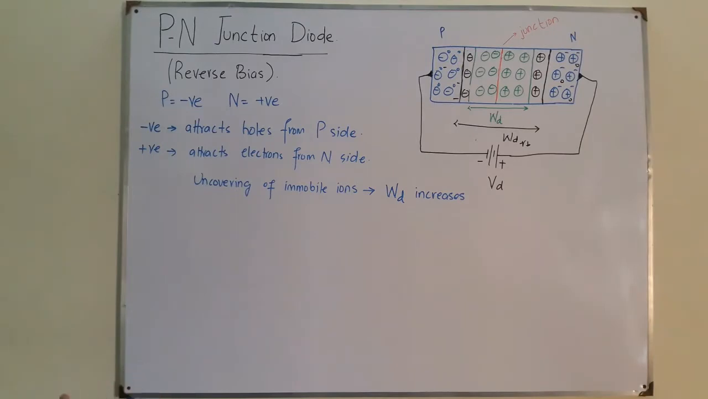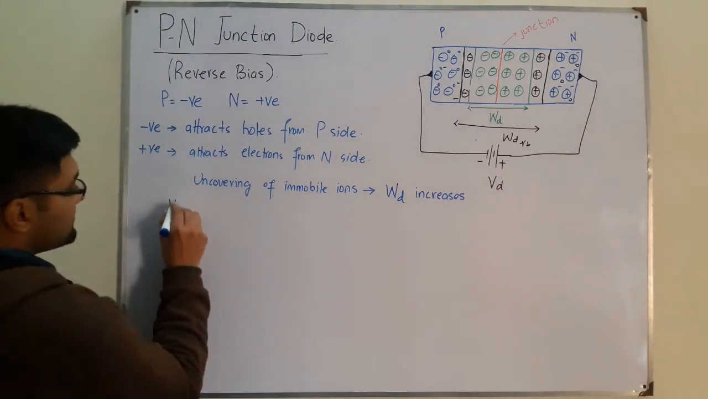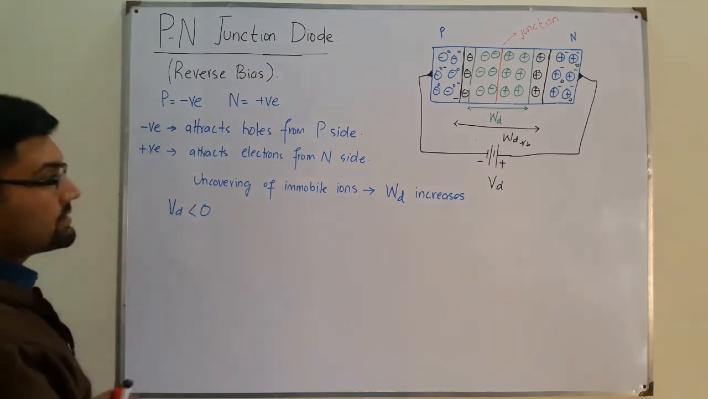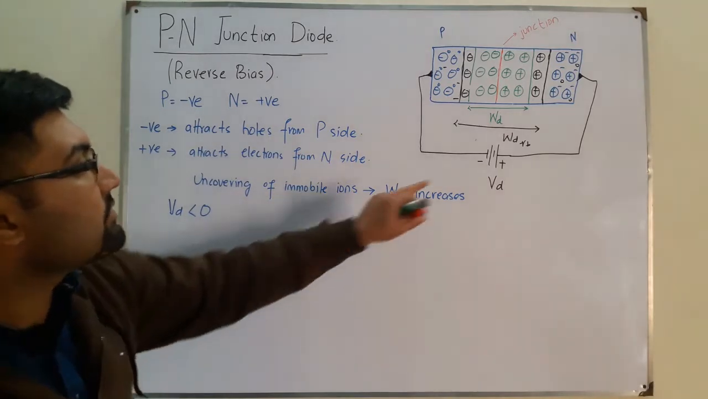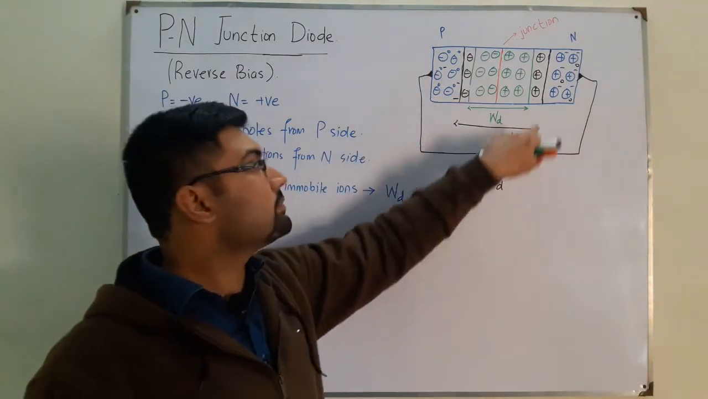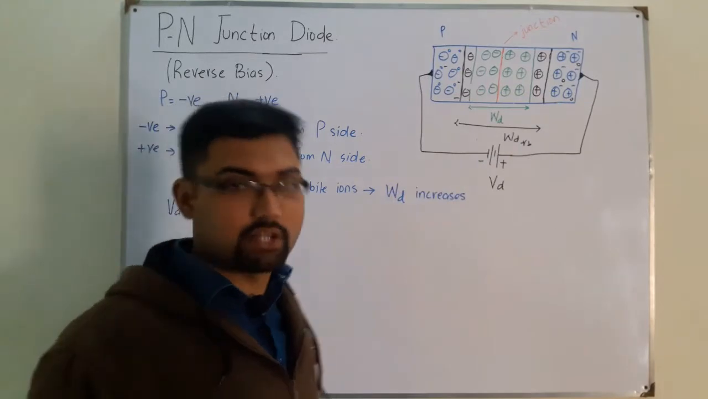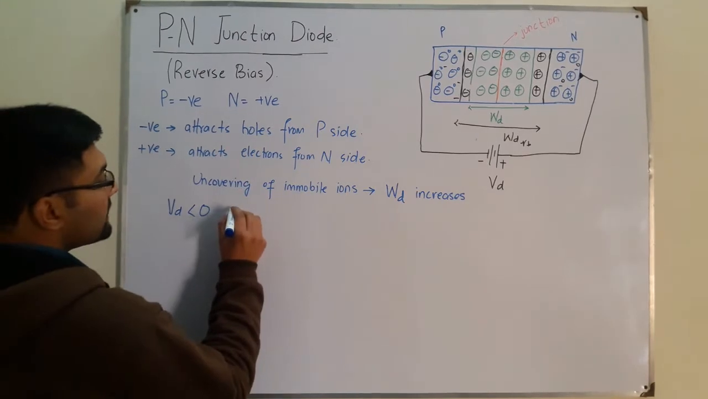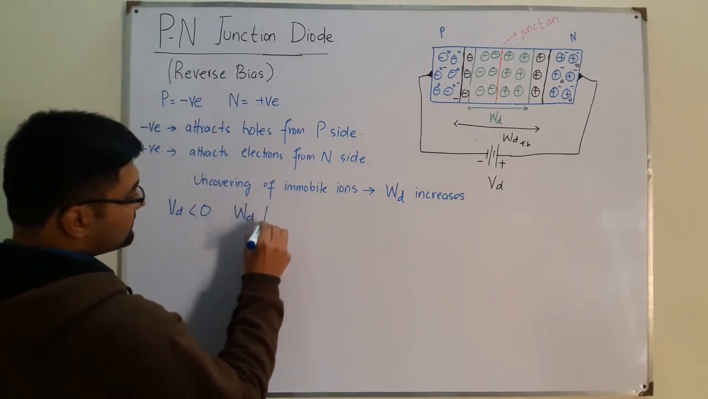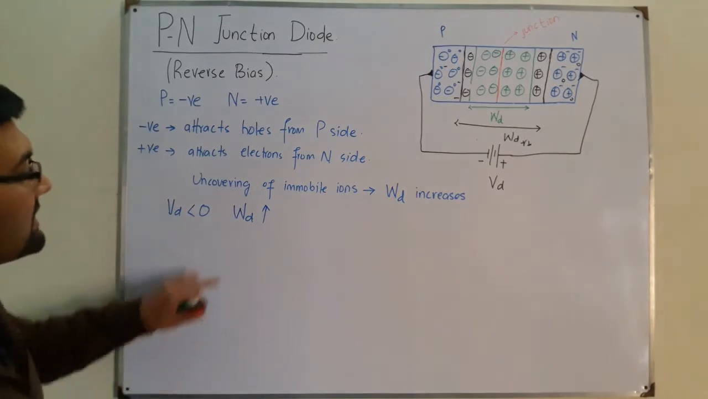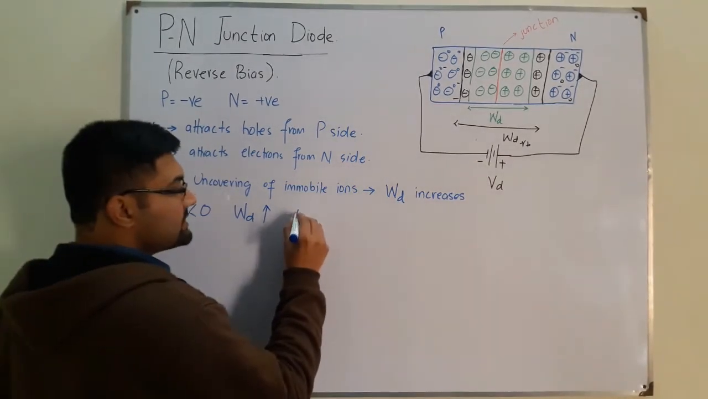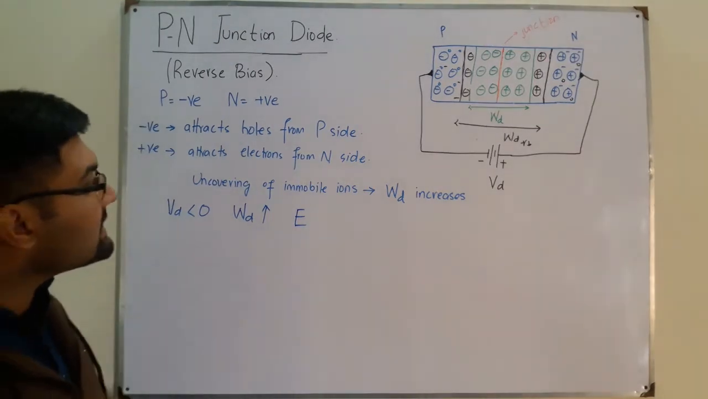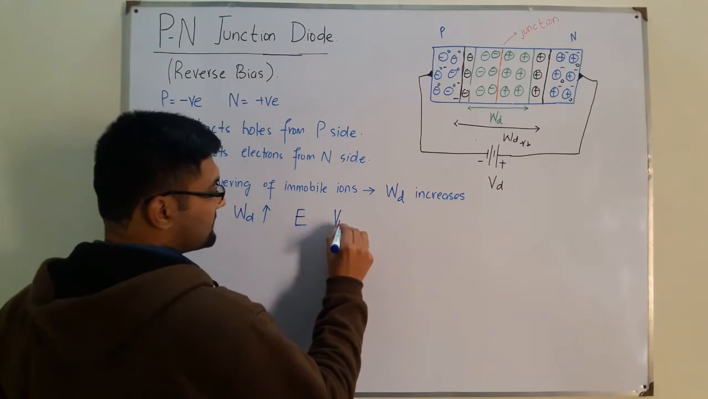Now, with the application of VD less than zero, which means VD negative. Now this VD negative refers to the reverse bias condition, which refers to connecting the P side to the negative terminal and the N side to the positive terminal. Negative VD is applied, so the magnitude of VD has increased. Now with the depletion region, we have an associated electric field, which is the barrier potential. So, if VD increases, definitely the barrier potential increases.